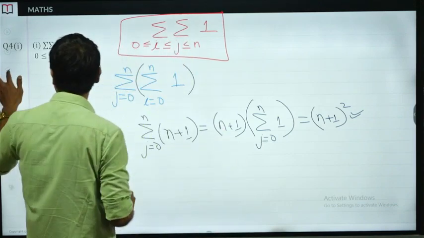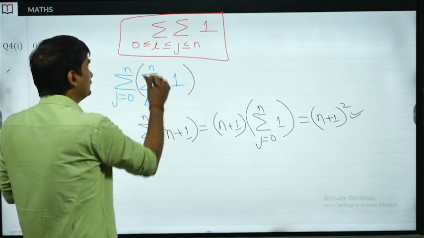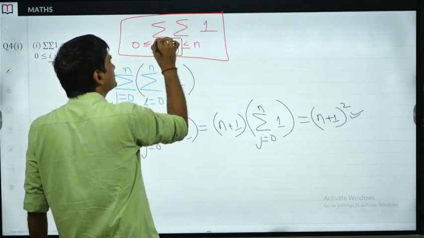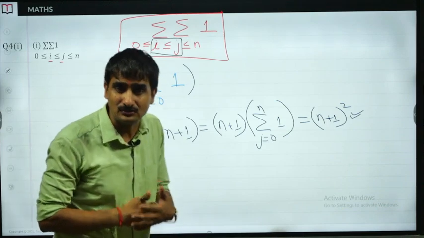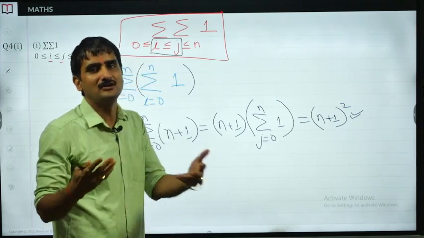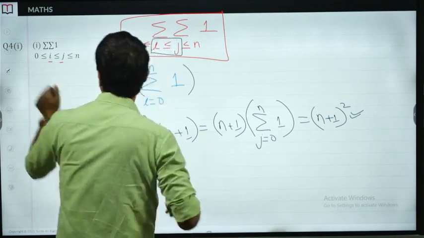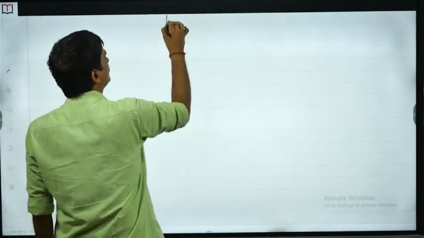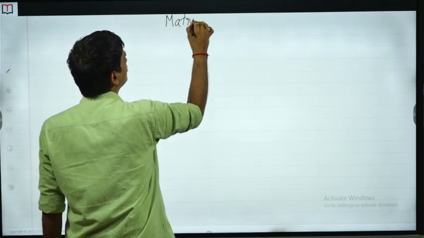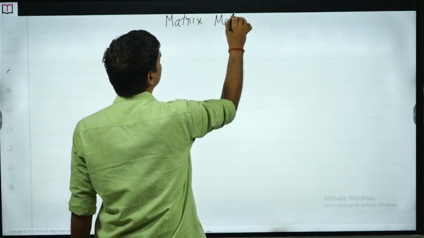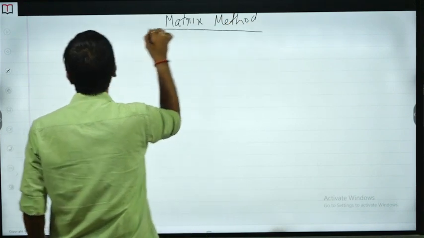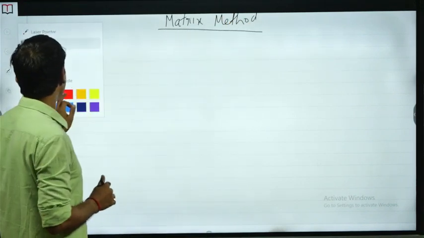But since that's not the case, what are we going to do here? Because here it is told that i is less than or equal to j. So there is a relation between i and j. For that case, what I actually want to discuss here is the matrix method. Now what is the matrix method? See, in the matrix method, what do we say?